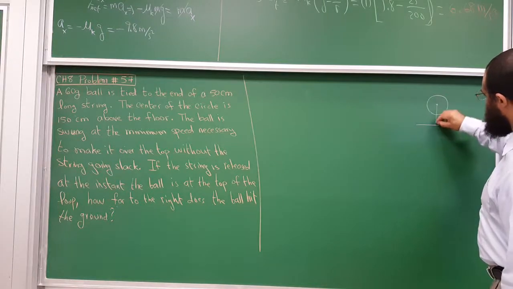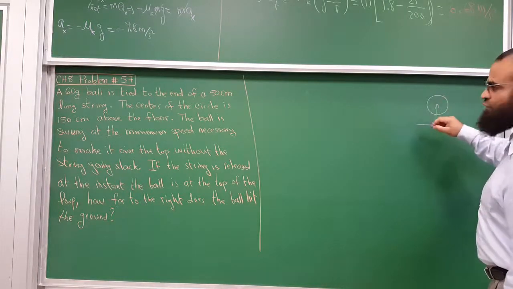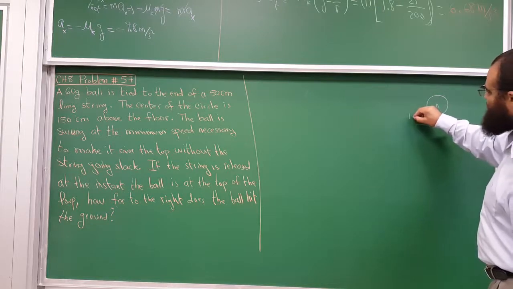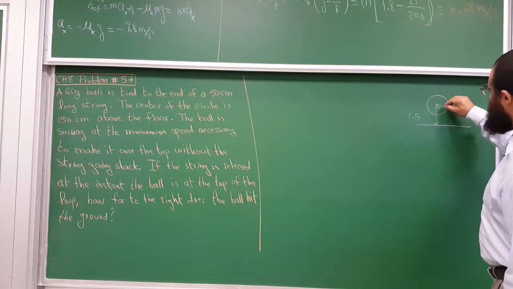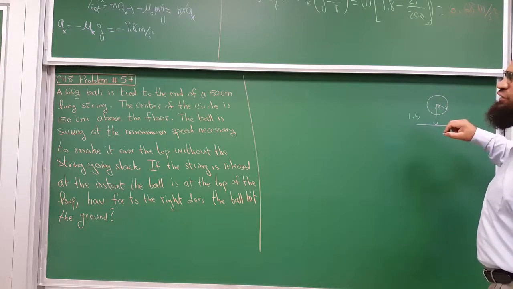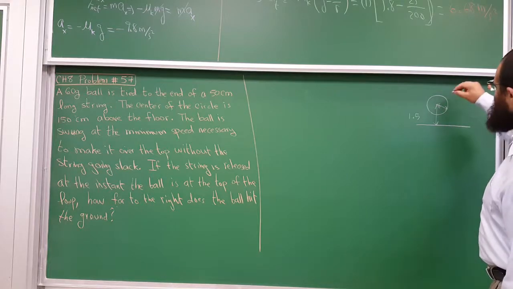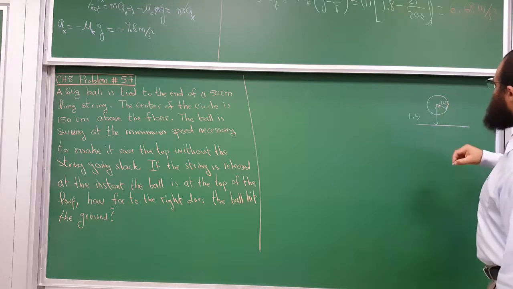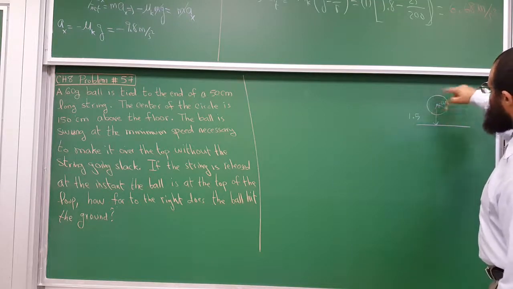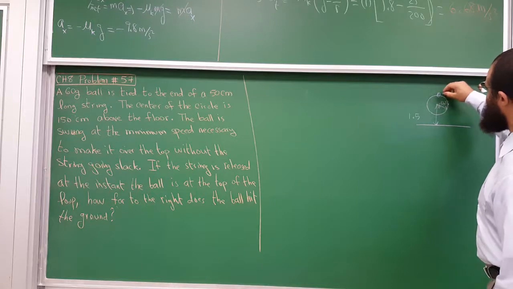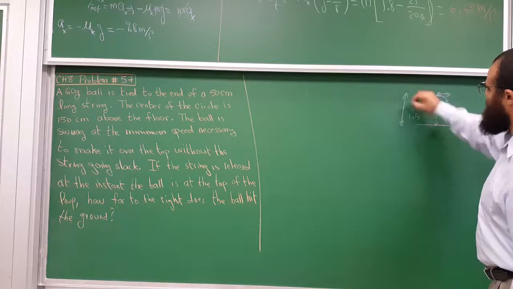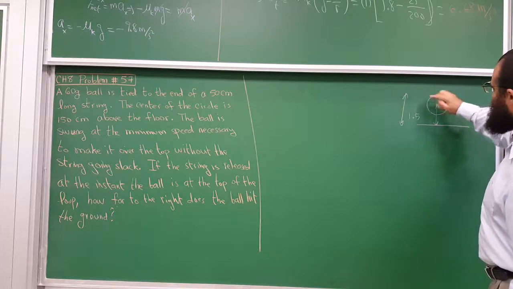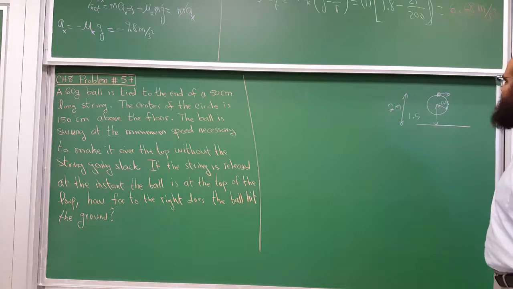They're saying that the distance from here to here is 150 centimeters. That's 1.5 meters. And then the radius of the circle itself is 50 centimeters, or 0.5 meters. What that means is, so the ball is going like this. So when the ball is here, it's moving this way, and so it has a height h of what? 1.5 plus 0.5. That's 2 meters. That's the height.